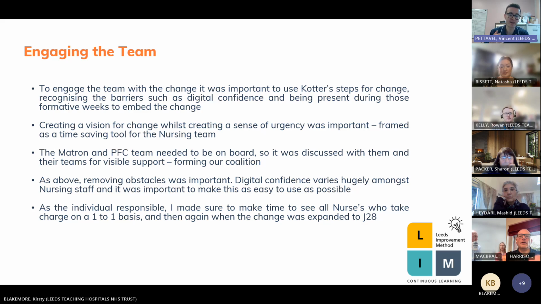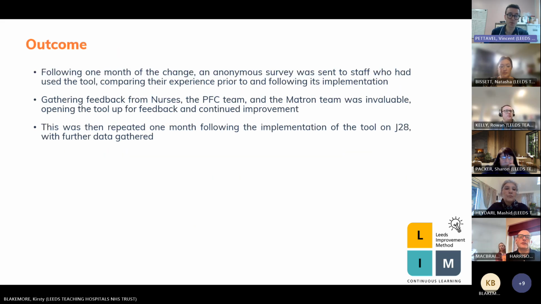It was really important that after we created that sense of urgency in terms of getting the nursing teams on board and getting them to appreciate that this would save them time, we also then took a one-to-one approach for those who were less digitally confident and maybe needed a bit more time to navigate that Excel spreadsheet. We had the matron and PFC team on board, which was really vital, and we did start with just the one ward in J27 before, after the 4-week period, expanding that to J28.